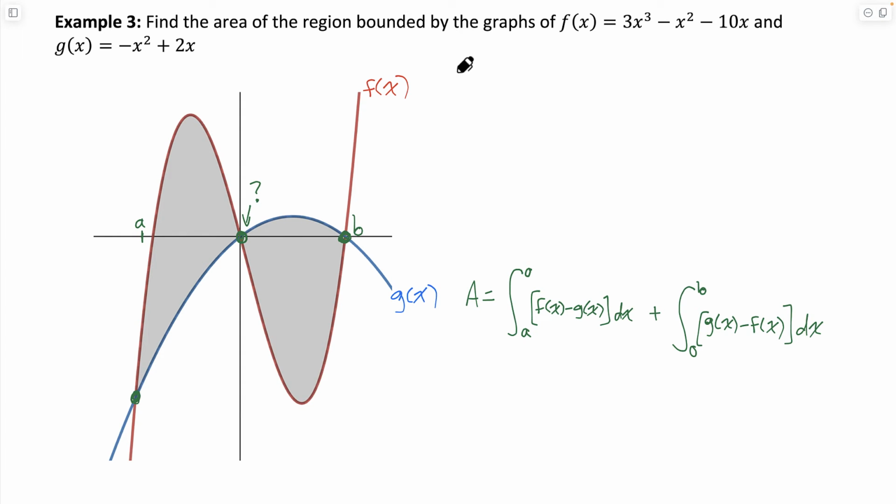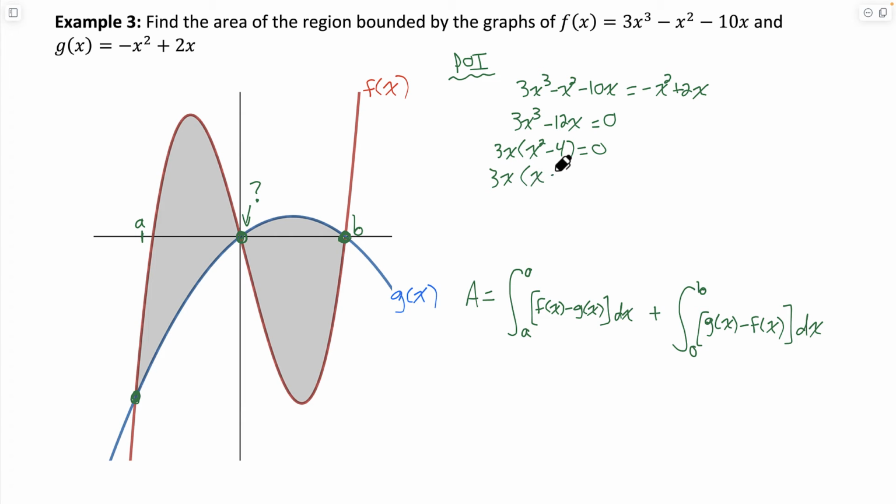So let's start by finding the POIs. I'll set the functions equal to each other. I'll rearrange to set it equal to 0. And then I'll solve this by factoring. I'll common factor a 3x. And then I see I've got a difference of squares. So I've got 3x, x minus 2, x plus 2. So my zeros of this function are negative 2, 0, and 2.